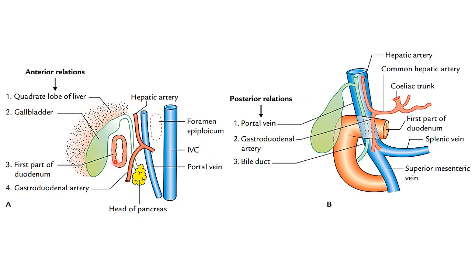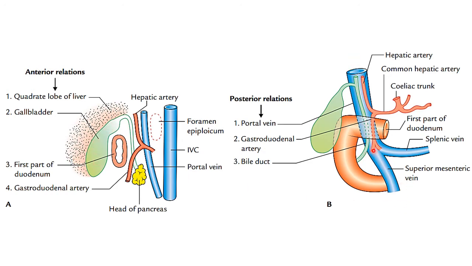Now we will study the relations of the first part of the duodenum. This is the sectional view showing the anterior relations of the first part of the duodenum. The anterior relations are the quadrate lobe of the liver and the gallbladder.